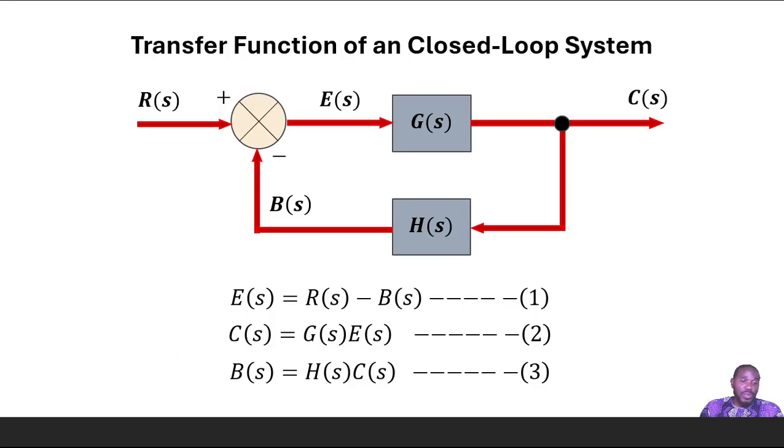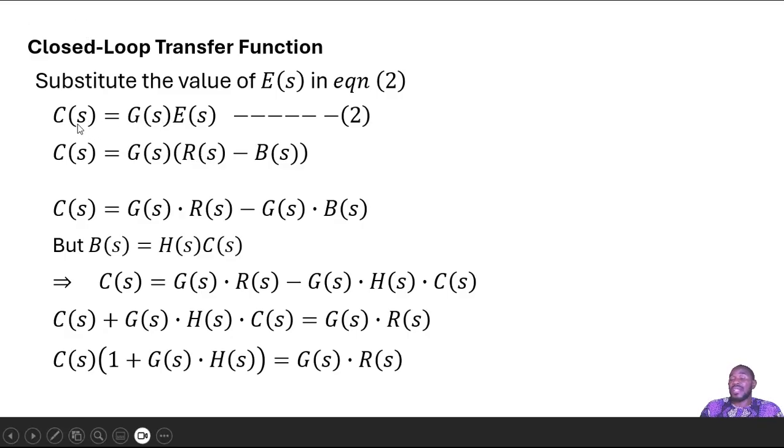So when we jump there now, equation 2 says that the control variable C of S is given by this expression. But we know that our E of S is R of S minus B of S. So we'll bring it in here. This is a bracket, so we are going to open this bracket. That means the coefficient of this bracket is going to multiply every term in the bracket. So C of S equals G of S times R of S, that's the first term, and then G of S again times B of S, that's your second term.